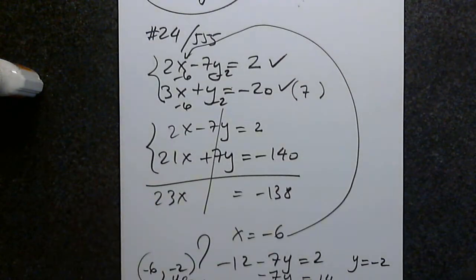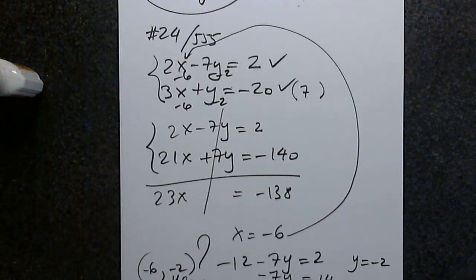So let's go back and analyze this problem one more time. We realized that 2 and 3 were more difficult to eliminate. I did not want to eliminate x. I preferred to eliminate y because I only needed to multiply the second equation by one number, which is 7.